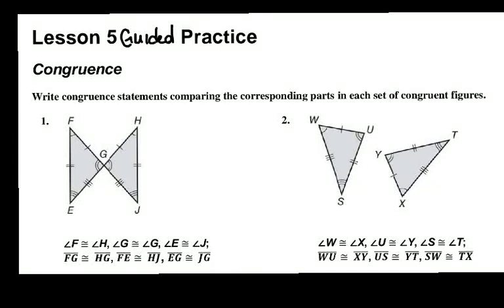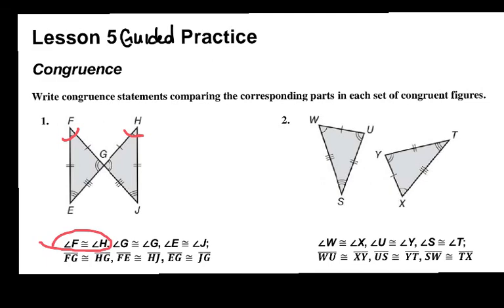This is Chapter 8, Lesson 5, Guided Practice, talking about congruence. Number 1 wants you to write congruent statements comparing the corresponding parts in each set of congruent figures. All you really need to do is show that angles that are corresponding are congruent and the sides that are corresponding are also congruent. So you have angle F is congruent to angle H, which shows it right here.